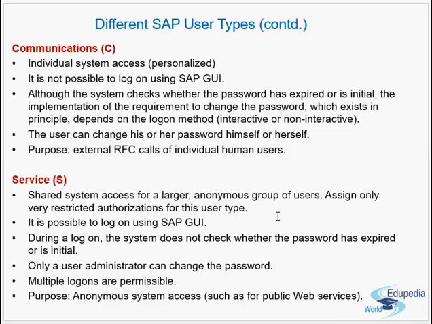Now, the third one is the communication user ID. Here also individual system access is permitted, but it is not possible to log on using SAP GUI. You can't open SAP GUI and give this communication user ID and a password; the system will not allow. Generally the password restrictions do not apply, but it depends on the logon method, whether it's an interactive or a non-interactive logon method. And here the user can change his or her password, and this is used for external RFC calls.